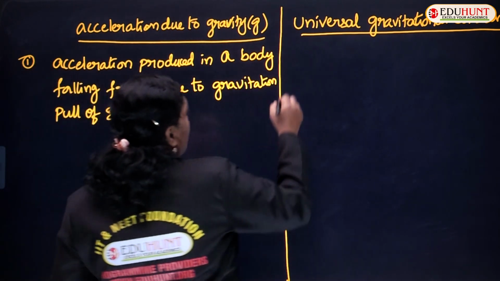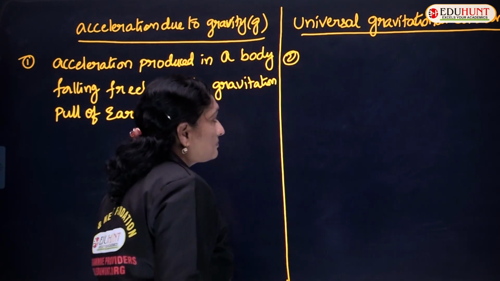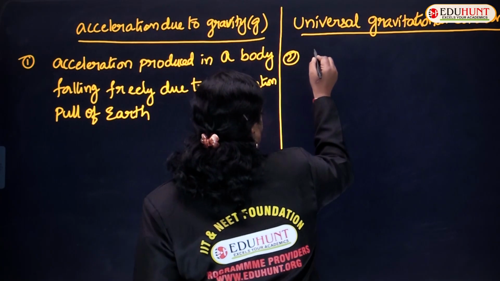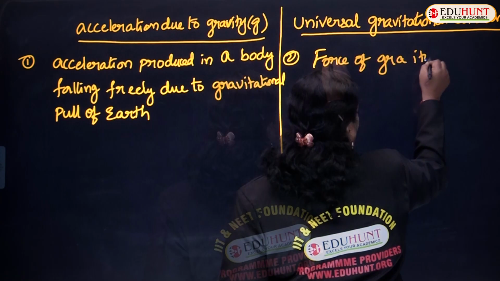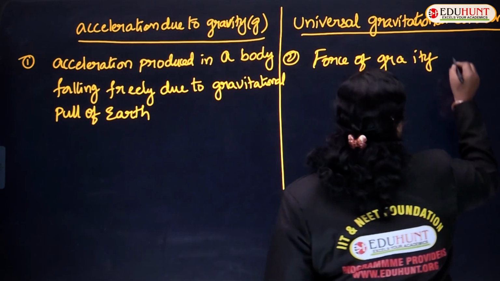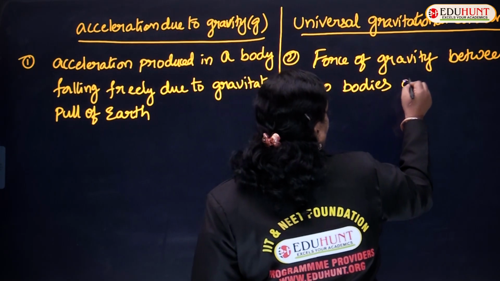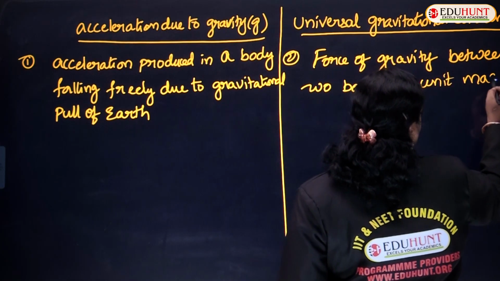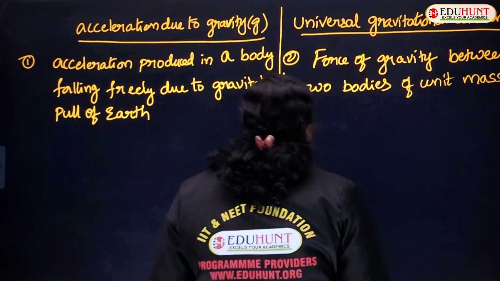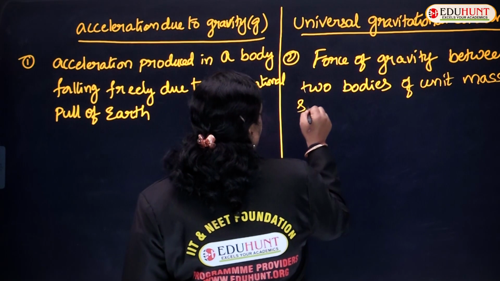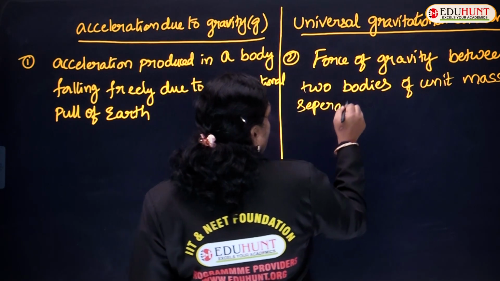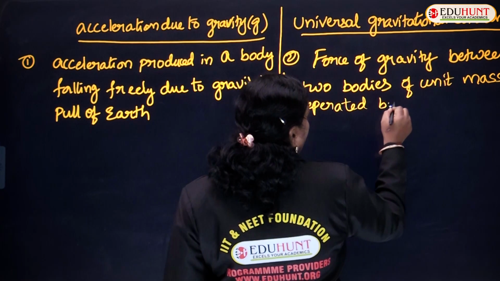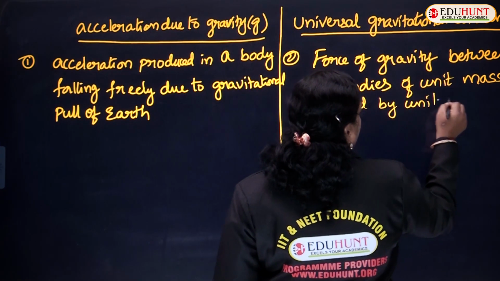What is universal gravitational constant? It is the force of gravity acting between two bodies of unit masses separated by unit distance.